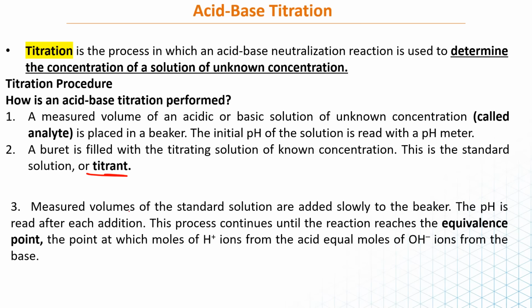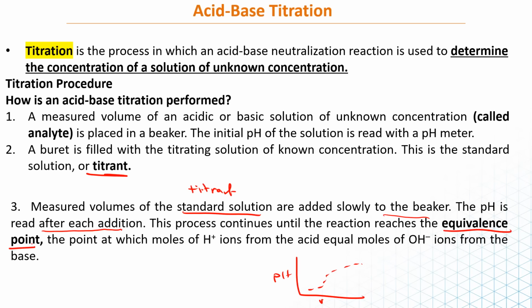And after that, measured volumes of the standard solution, the titrant, are added slowly to the beaker. Meaning we start adding drops little by little and record the pH each time. Okay, the pH is read after each addition until we get a curve, like I told you. We get a curve, for example here is the volume and here is the pH, until we reach the equivalence point.